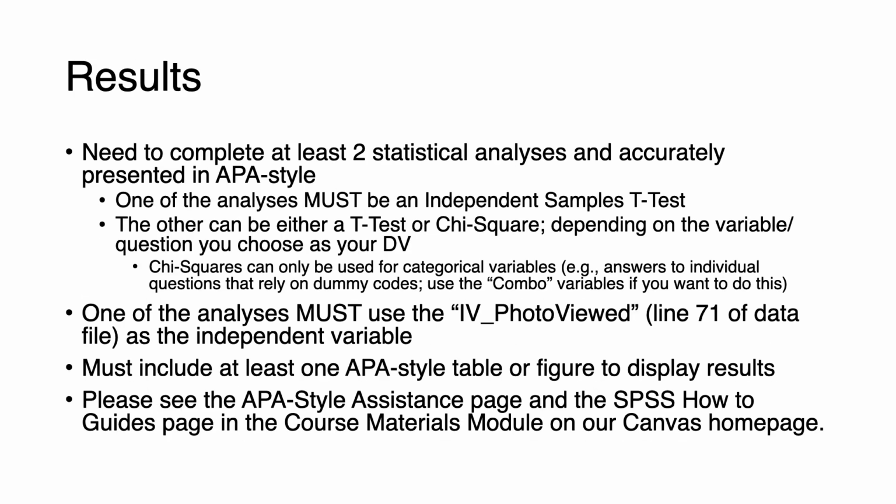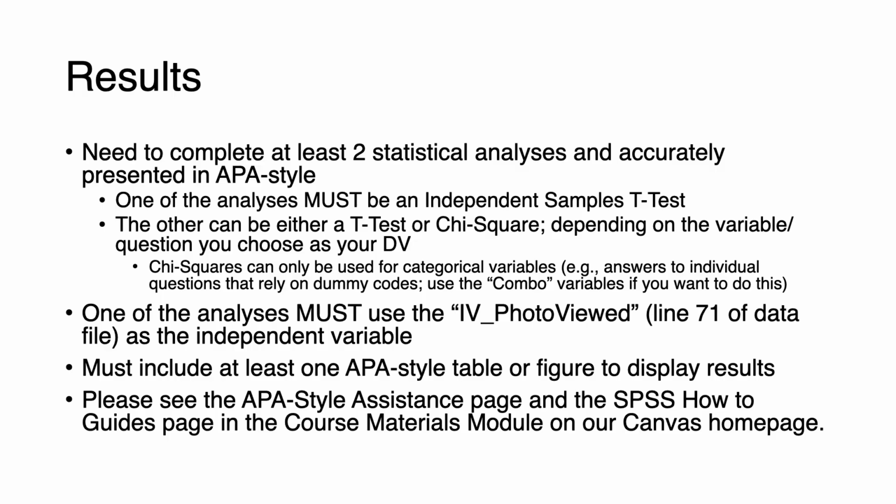So moving to the results section. You need to complete at least 2 statistical analyses and accurately present them in APA style. This is where, if you did that data analysis submission really well, you already have most of this done. So again, one of the analyses has to be an independent samples t-test. The other can be another t-test or it can be a chi-square, depending on the variable or question you're choosing as your dependent variable.